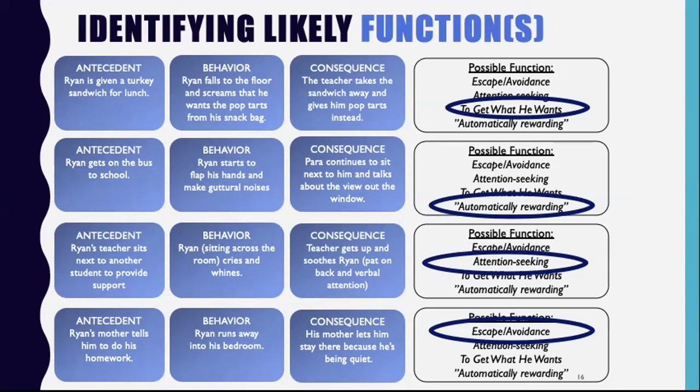The fourth is Ryan's mother tells him to do homework. The behavior, Ryan runs away into his room. His mother lets him stay there because he's being quiet and she's getting some peace. So we can see here, the behavior of running away was really to escape or avoid that demand of doing homework, and it was actually reinforced.